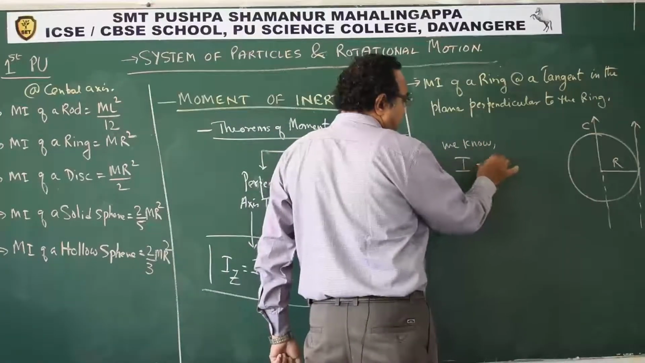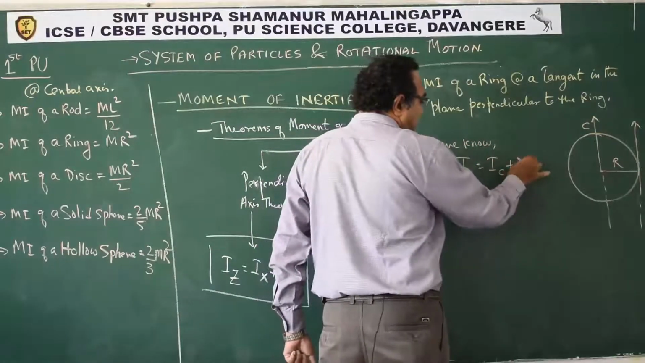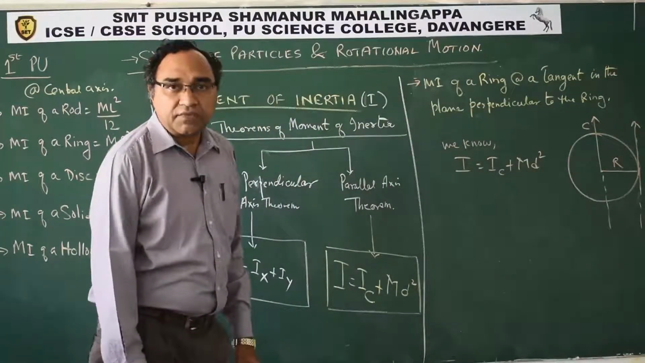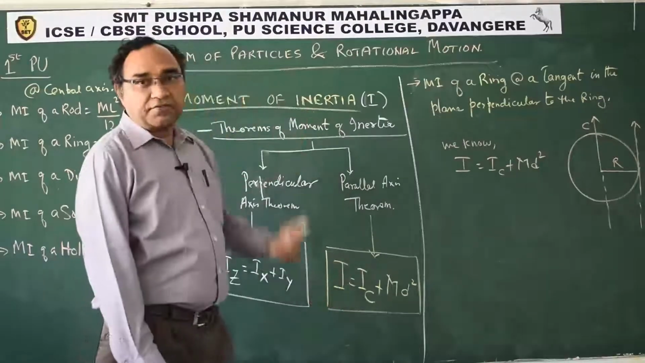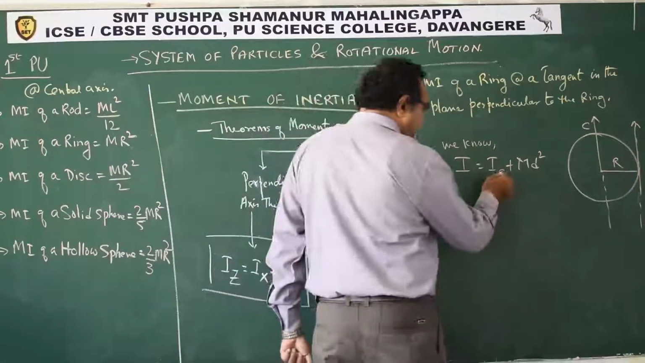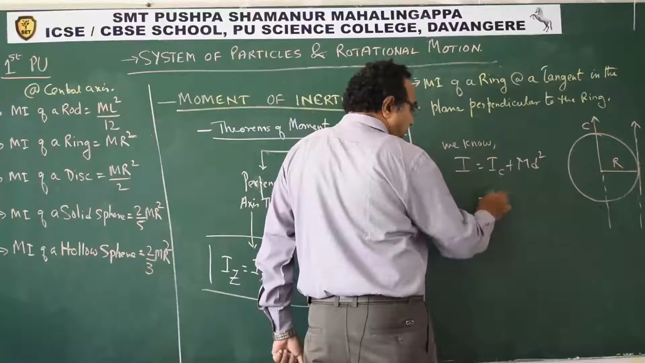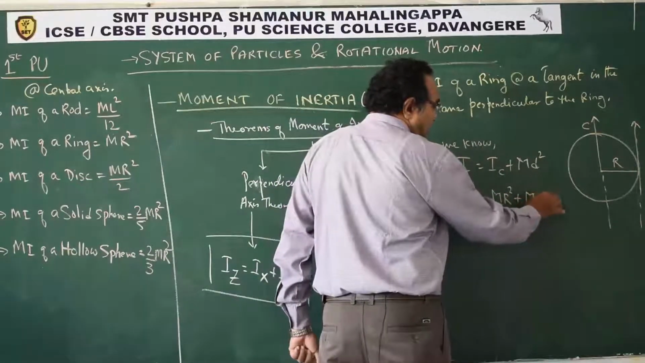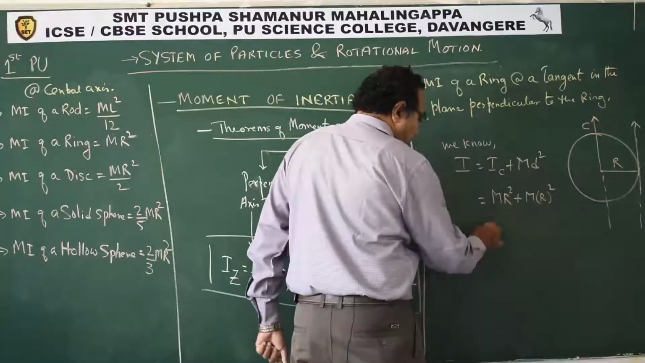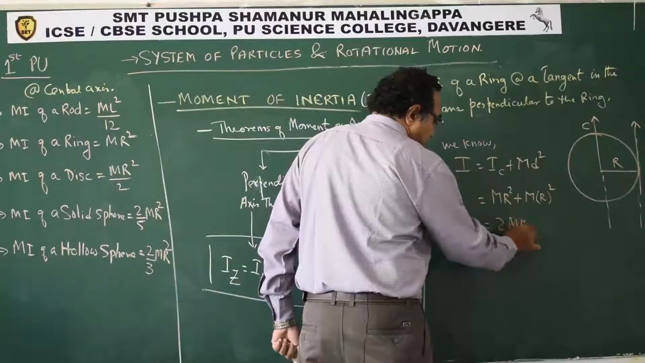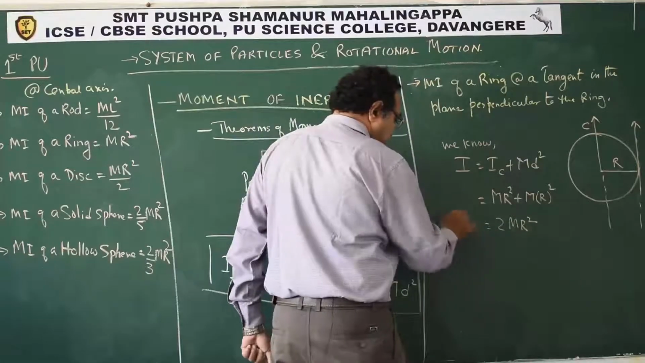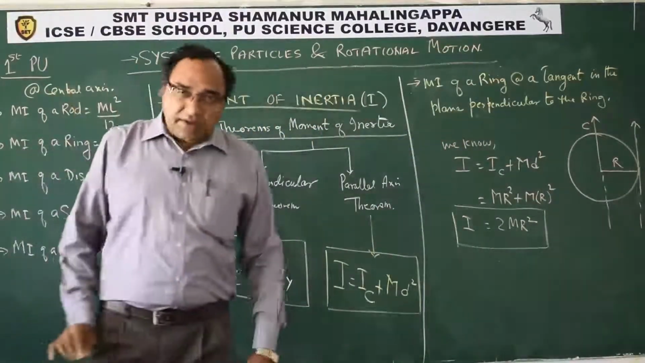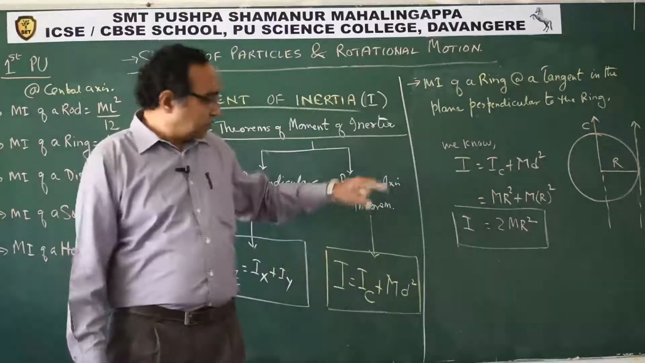I about the given axis is I about the center plus mass times the square of the distance between the two axes. This is what is given in the parallel axis theorem. So what is it about the central axis? Mr square plus mass times the distance squared, where the distance is r. So see how we can find it out. This is exactly how, students, you are supposed to find it.